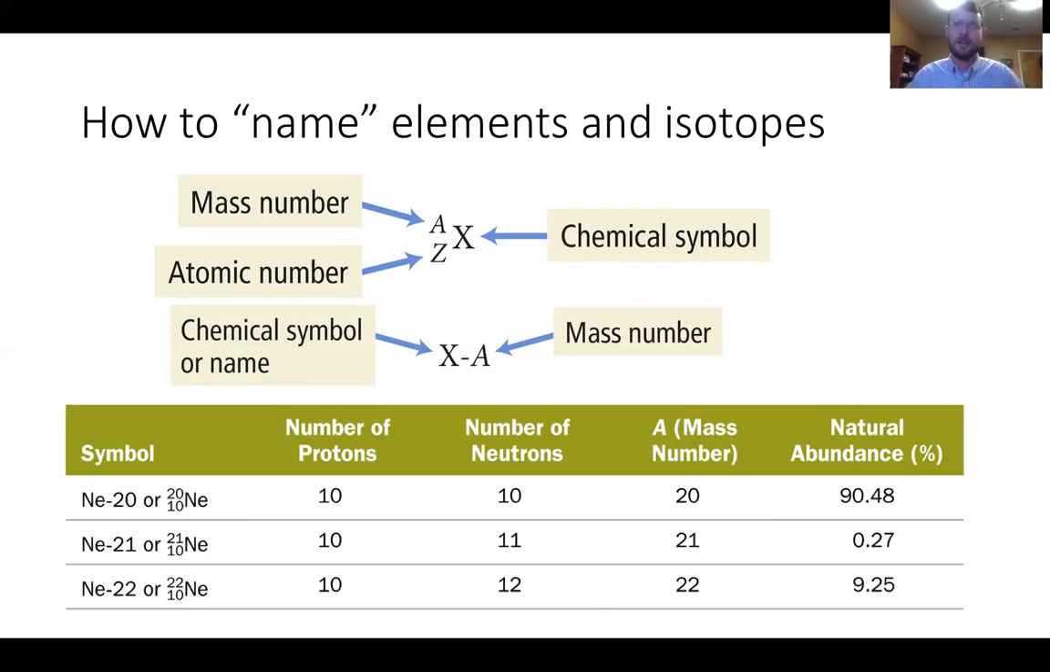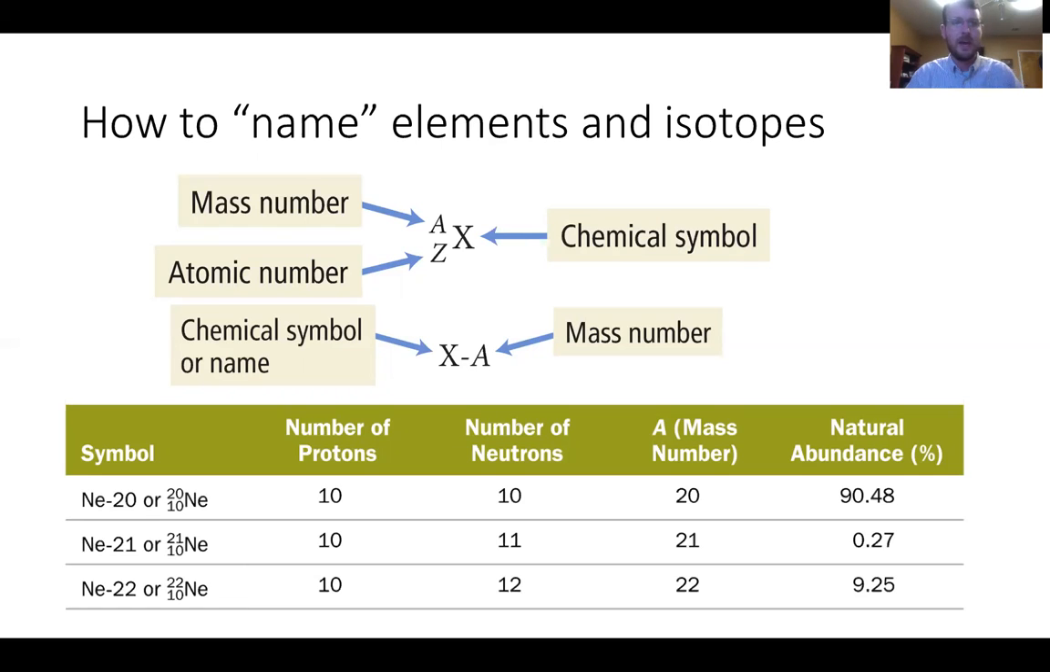The other way to do this, and the way that you should be familiar with, is the top way, where you have the mass number on top. So in this case, let's look at neon 20. You would have 20, and then Ne, the chemical symbol, out to the right of that. And below the mass number, you would have the atomic number, which would be 10 in the case of neon.